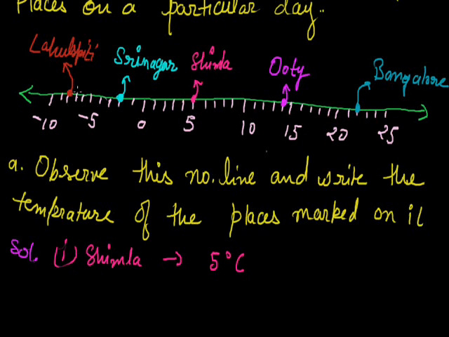Next we can see that from here 5, then 6, 7, 8, 9, 10, 11, 12, 13 and on the 14th division we have Ooty. So we can say that Ooty has the temperature of 14 degree centigrade since it is at the 14th division from 0. Now from here 14, 15, 16, 17, 18, 19, 20, 21 and 22. On the 22nd division we have Bangalore. So the temperature of Bangalore will be 22 degree centigrade.